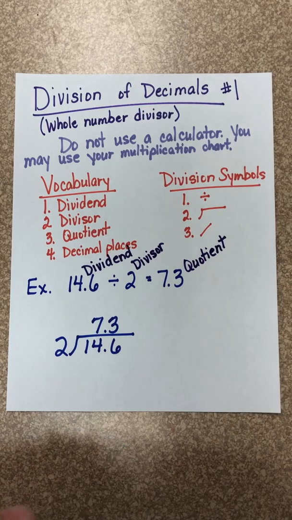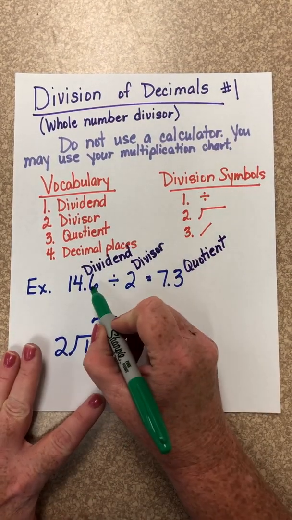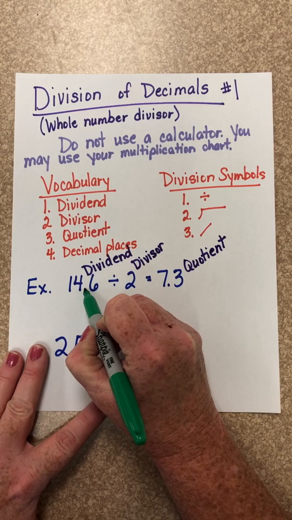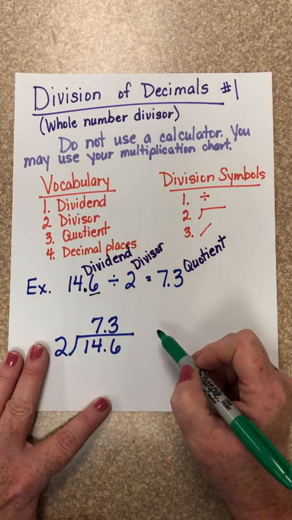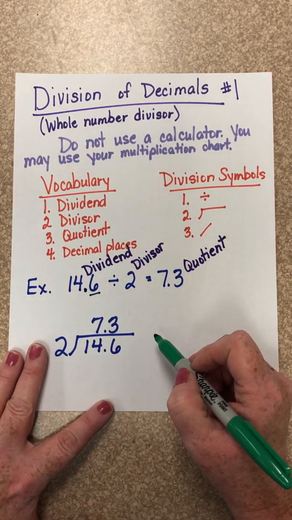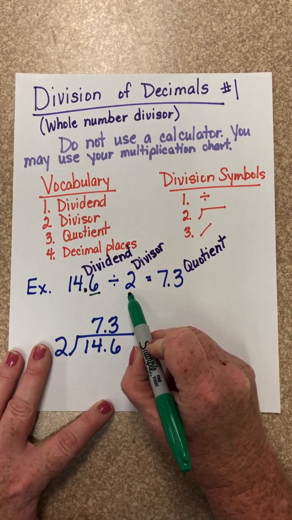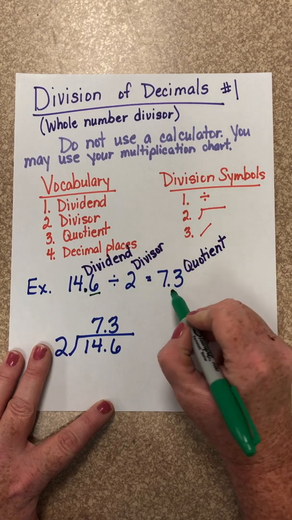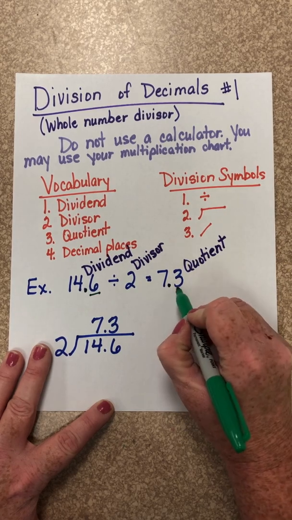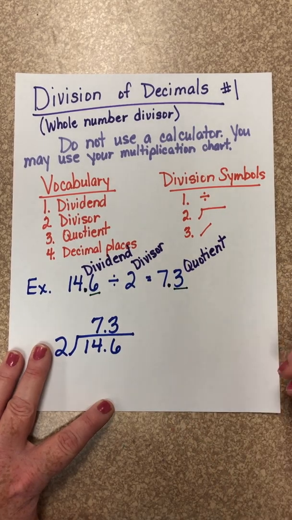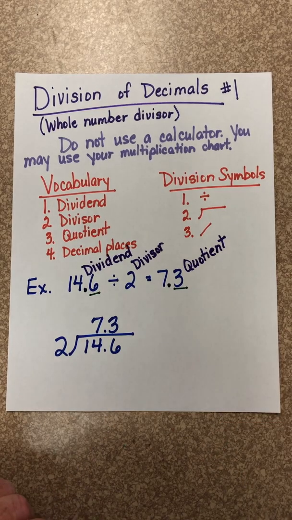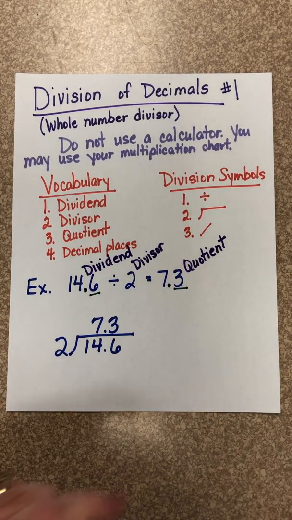Decimal places refers to looking at a decimal point and counting the number of digits past the point. So in the dividend, we have a decimal point and one digit past, that's one decimal place. And notice that in the divisor, we do not have a decimal point. But in the answer, we do have a decimal point with one decimal place. Now let's look at the next example.